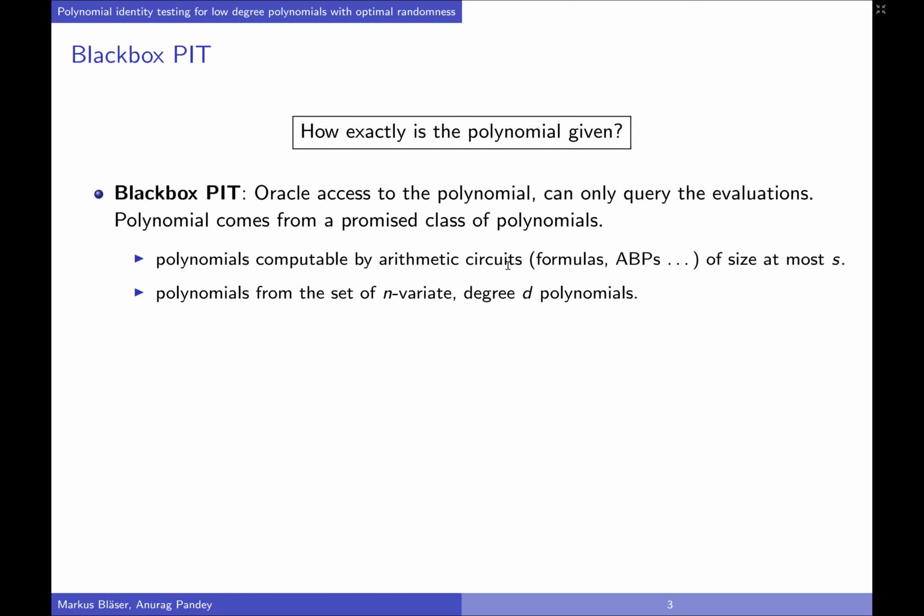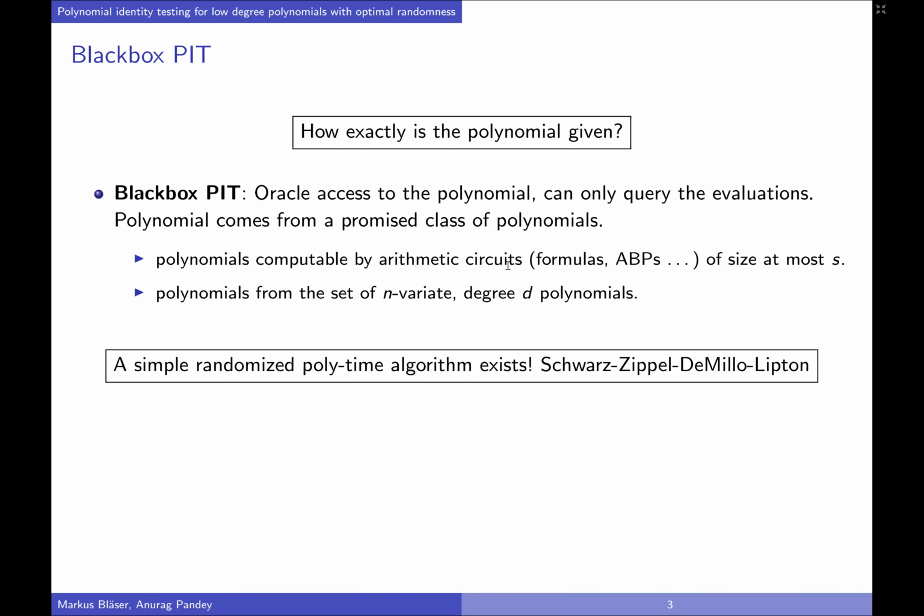And that promised class could be, for instance, the set of polynomials computable by small size arithmetic circuits, or it could be the set of n-variate degree d polynomials. So for PIT, in all these versions, there's a simple randomized polynomial time algorithm, thanks to the famous Schwartz-Zippel-DeMillo-Lipton lemma.